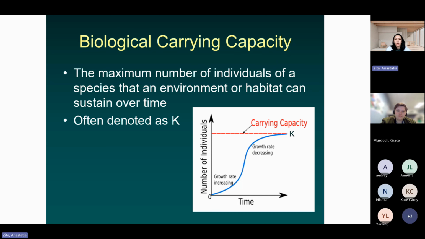Part of population dynamics is often talking about the carrying capacity of a given species within a habitat. That's just talking about how many organisms an environment or habitat can support. Factors that will determine carrying capacity include the amount of water available in the environment, the geographical size of the environment, energy sources that are available, and so forth.